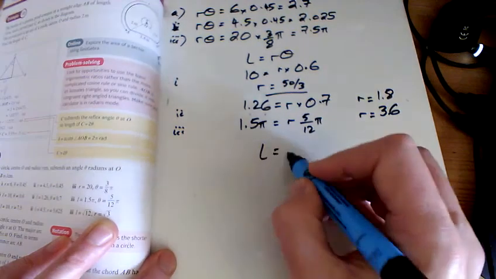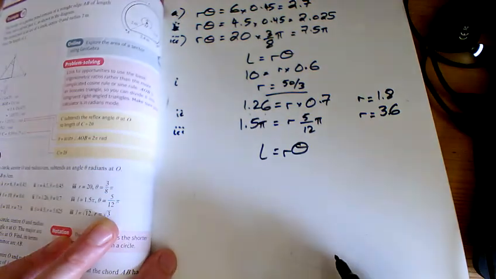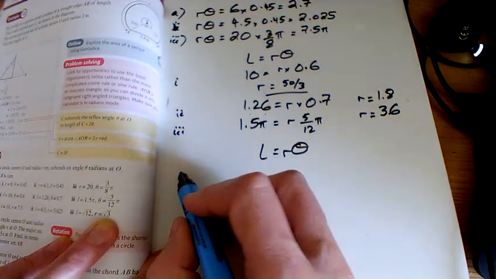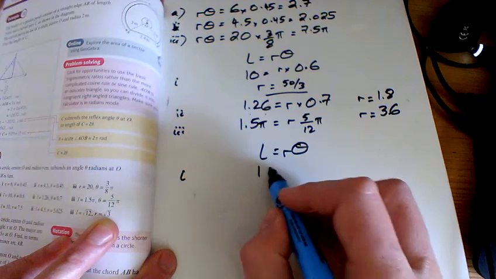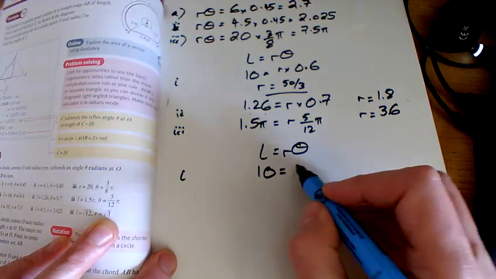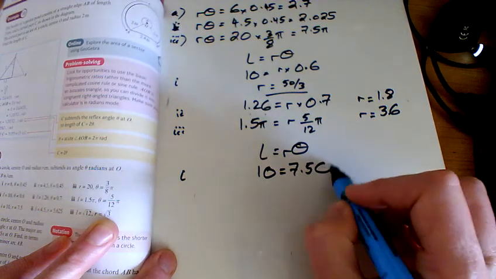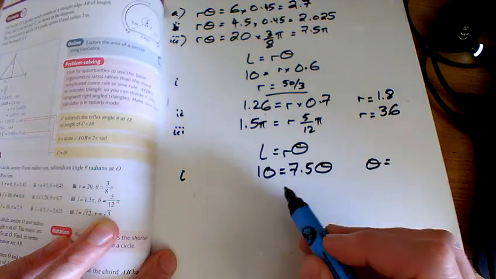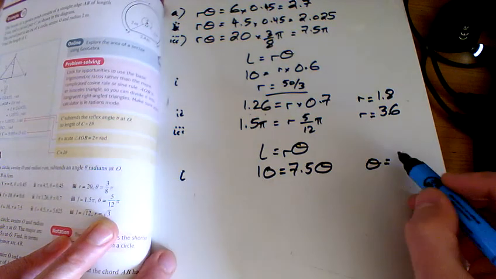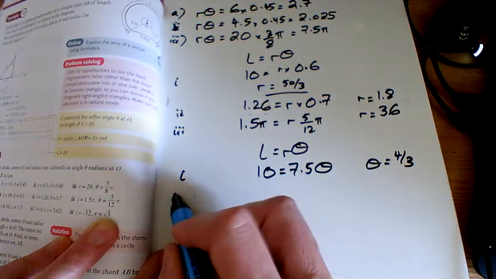Last section, again, it's the shortest formula you've got to remember in maths, but this time you've been given that the length is 10 and the radius is 7.5, and you need to know what theta is. So 10 divided by 7.5 is 4/3.